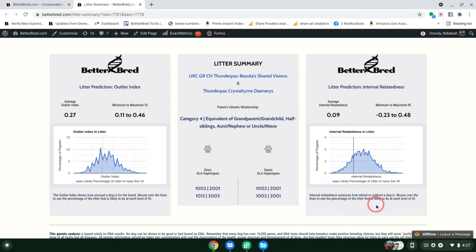Okay, so when you look at these breed summaries, you want to know, does this look like a good breeding or not? Well, the first thing we know is that it's category 4. On Better Bread, our categories go from 1, which would be identical twins, all the way to 10, which is unrelated in reference to the rest of the breed. Now, if you put your breed into a more diverse population, your dogs will seem much more related. So this is, again, in reference to your breed population.